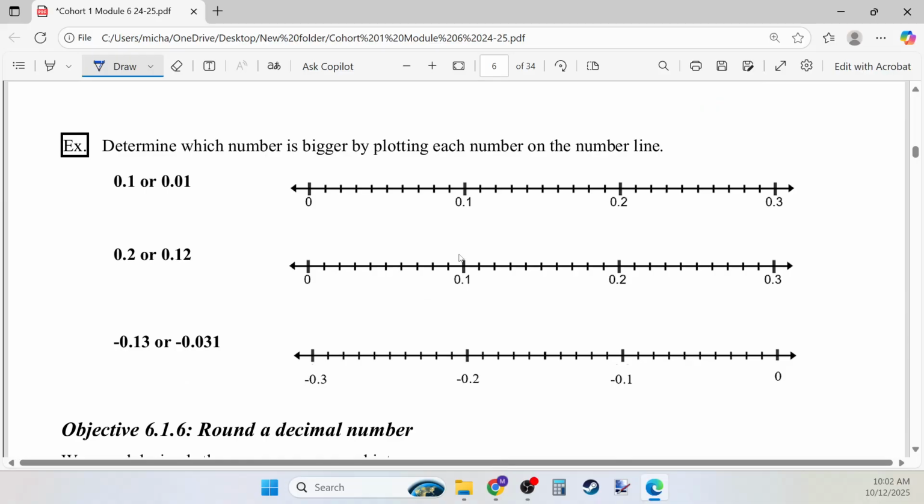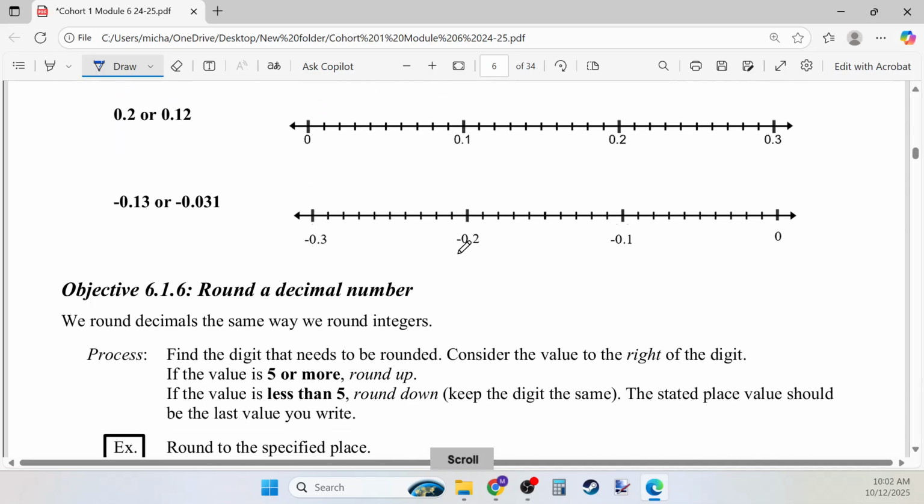Determine which number is bigger by plotting each number on the number line. This is here. This goes here. So that one is bigger. Same thing for the other ones. I'll let you do those on your own. Well, maybe I'll do this one.